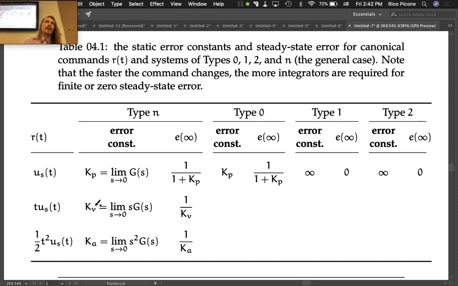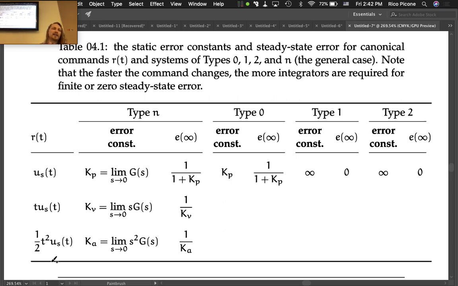Kv is called the velocity constant, and Ka is called the acceleration constant. It's just because it looks like position, velocity, acceleration, if you're integrating or differentiating, let's go the other way. We're familiar with that concept from dynamics, and that's why we call them position, velocity, and acceleration constants. So that's the name of them.